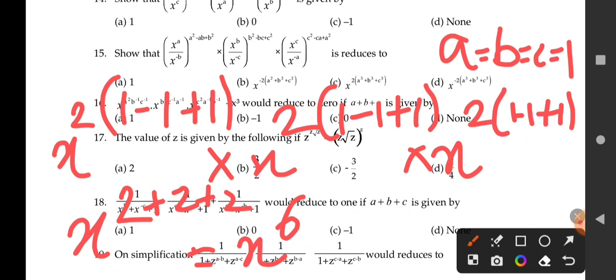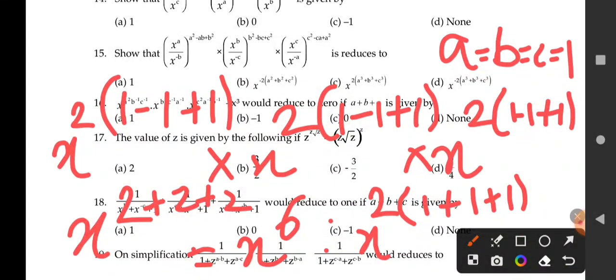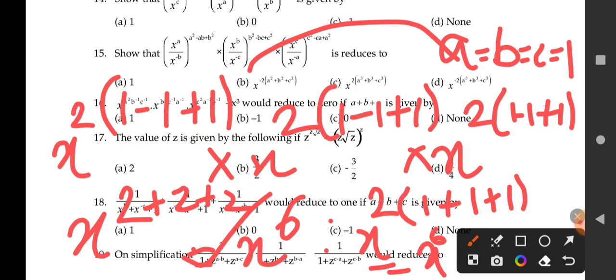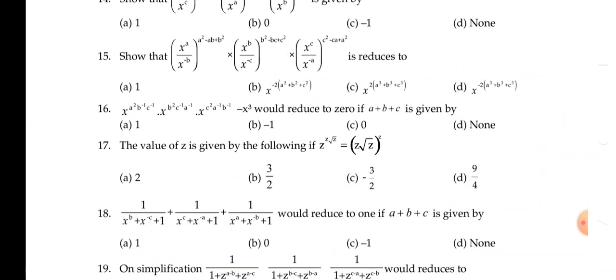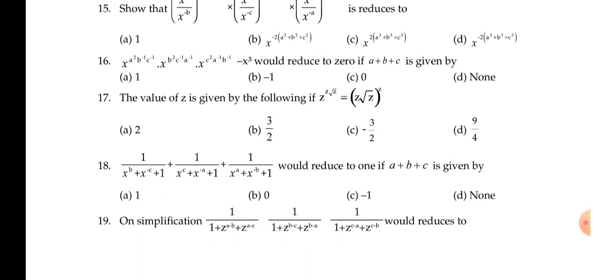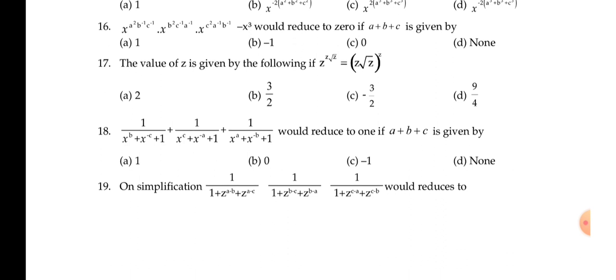When you substitute in option number C, what do you get? X power 2 into 1 cube 1 plus 1 plus 1, which is equal to x power 6. That's the answer we get. Why B and C are not the answer? Because they are given in negatives and hence these are not our answer. Option number C. Question number 16.